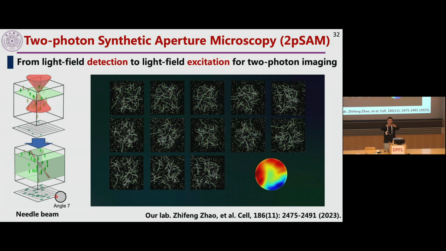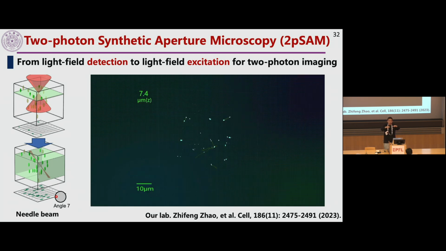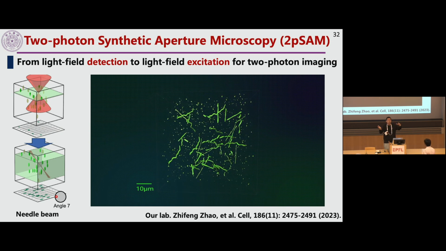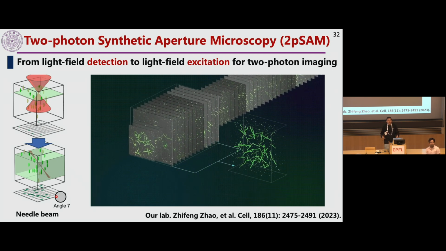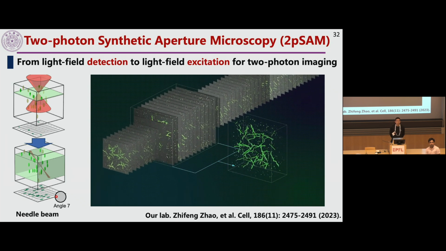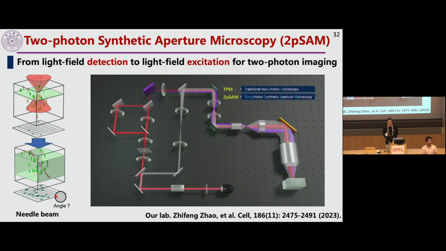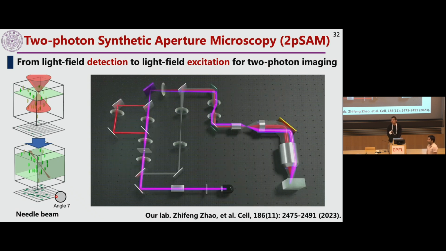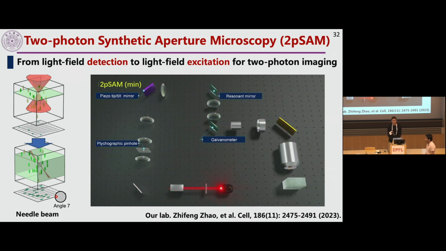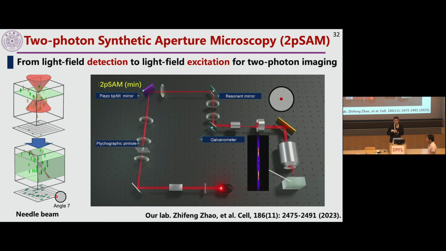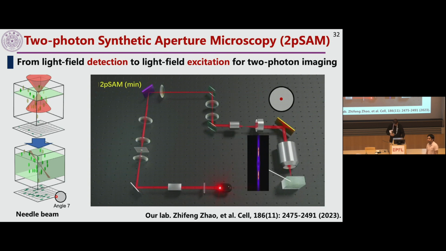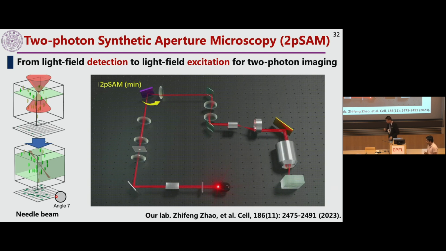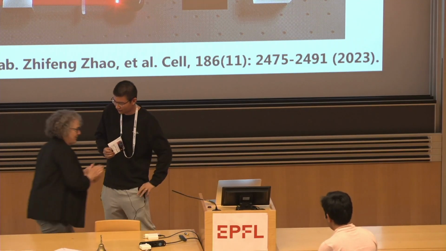But in scanning light field microscopy, we extended the light field, so it's an extended depth of field and we can achieve 3D imaging. I think that's the main difference. I see. Thank you. Very interesting.